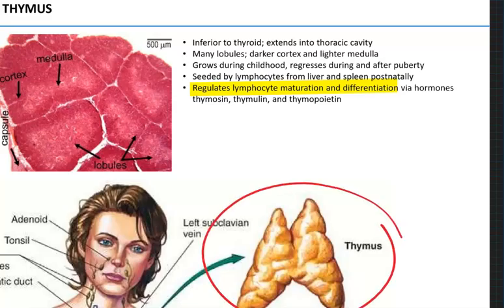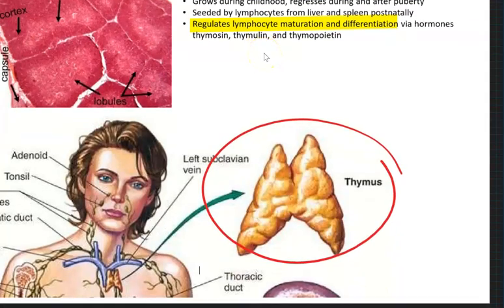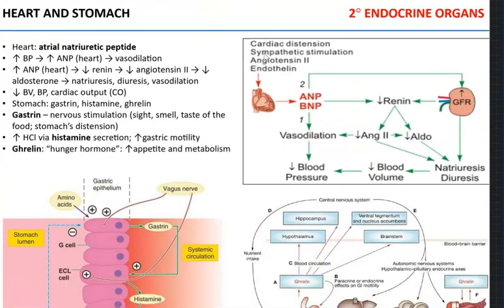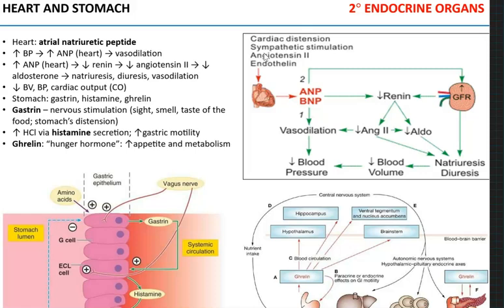So it looks like this, and it contains cortex and medulla, like many other what's called parenchymatous organs that are not empty. Okay, secondary endocrine organs. Hear me out.